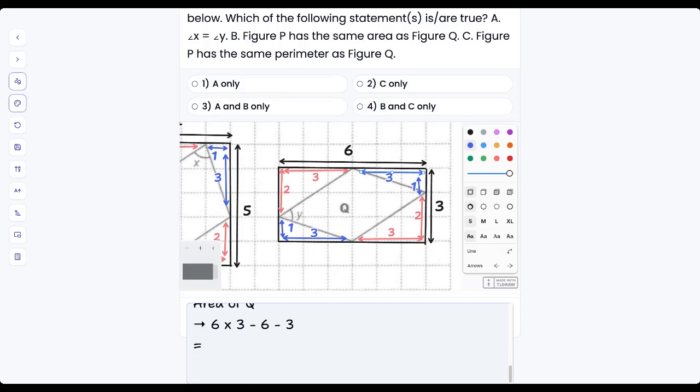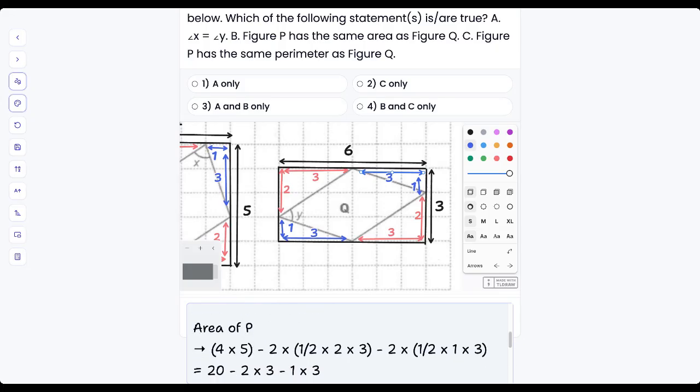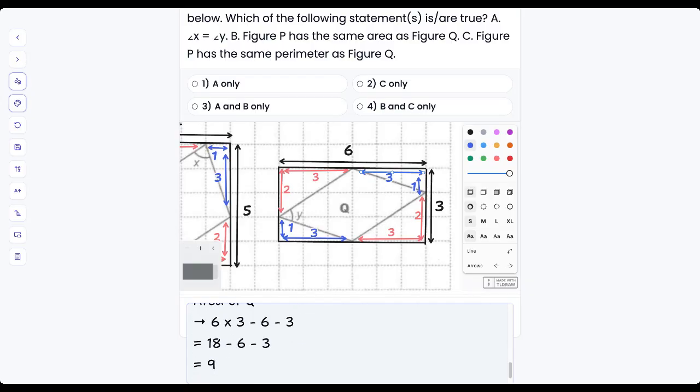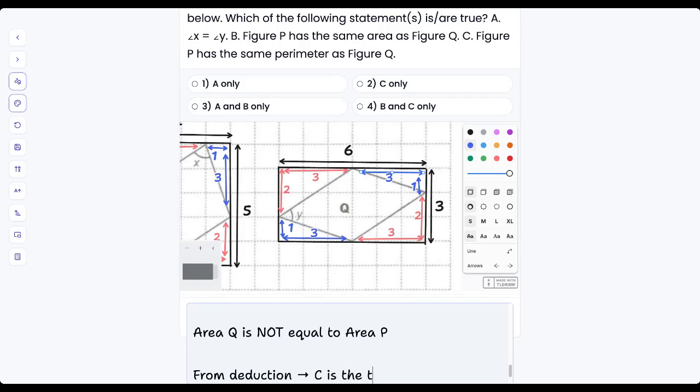And what will this be? So this is 18 minus 6 minus 3. Okay. And in this case will be 9. So in this case, area P is 11, area Q is 9. So that means area Q is not equal to area P. Honestly, from here, you already know the answer. Okay, from deduction, right? C is true. Because A and B are not true, right? So C is true. But let's also go through C.